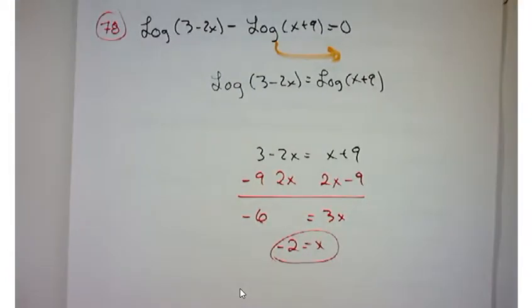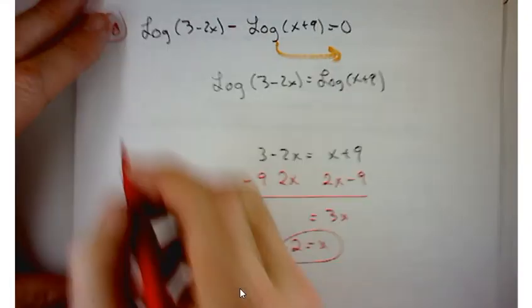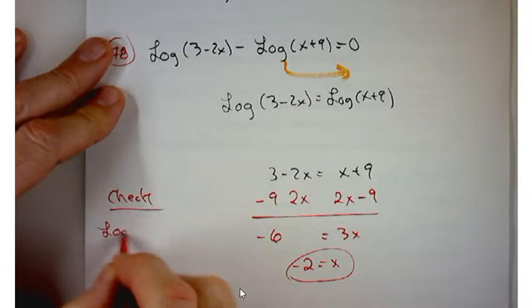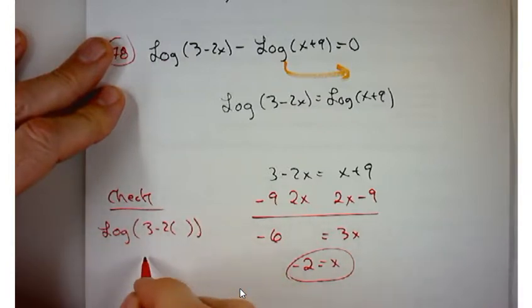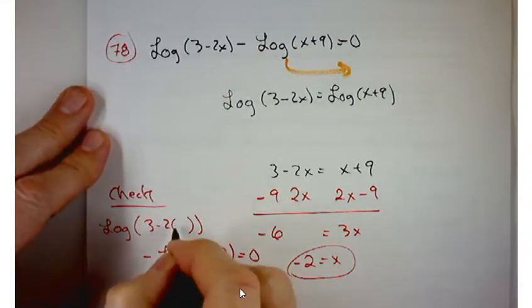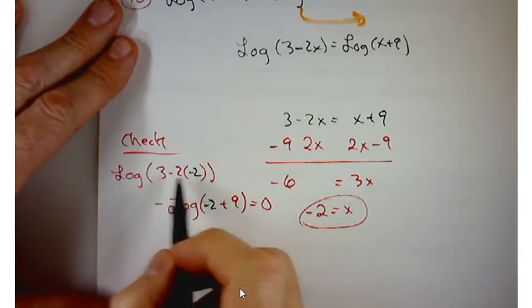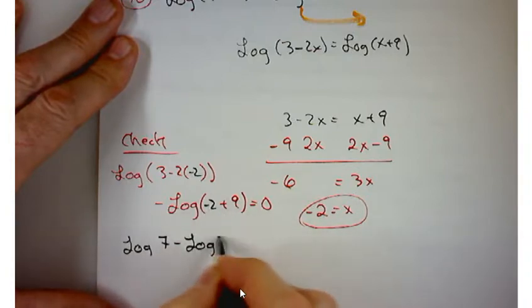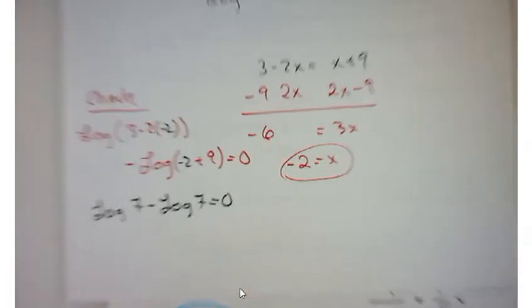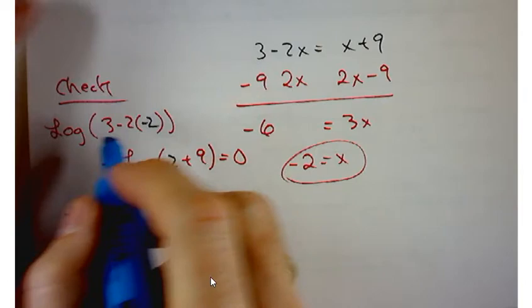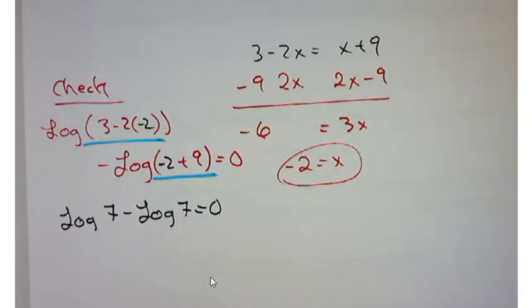No. The log can't be negative, but let's see. Let's check it. So if I put that up here, then I end up with the log of 3 minus 2 times negative 2, minus the log of negative 2 plus 9. So let's see, that's a negative 2 that I'm going to squeeze in here. A negative times a negative is positive. So I get log of 7 minus log of 7. I don't need to type that into my calculator to see that log of 7 minus log of 7 is 0. All right, it's nice to see that it really checked, but at least make sure that you're not going to get the log of a negative number. So that was a great question and great example. So hopefully you got a couple things out of that one.